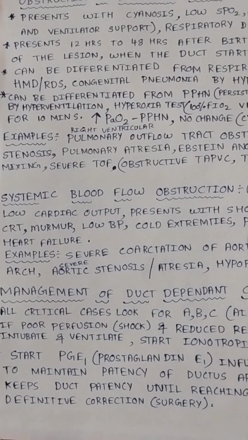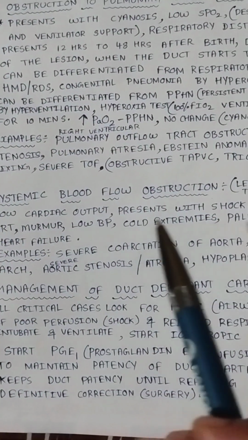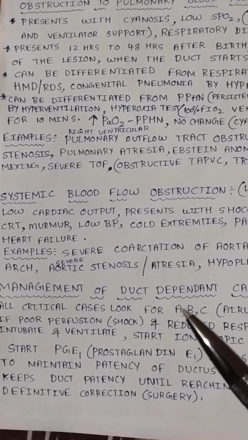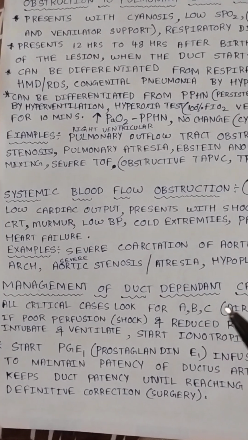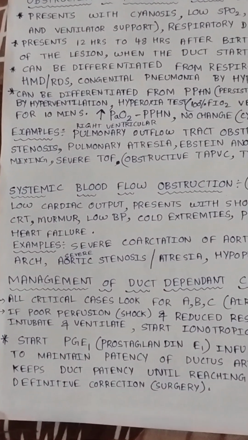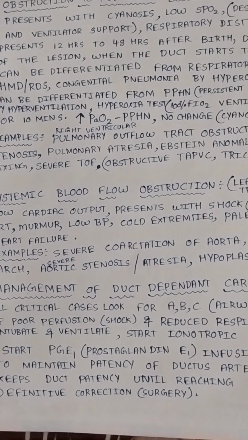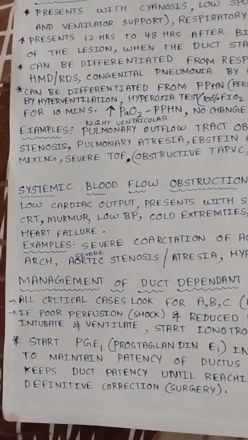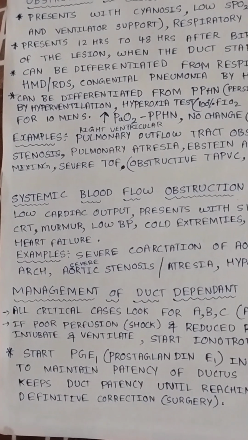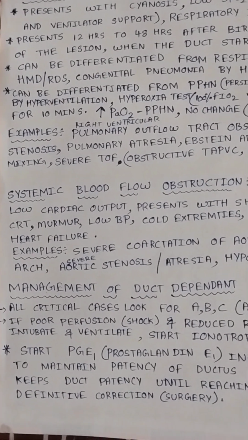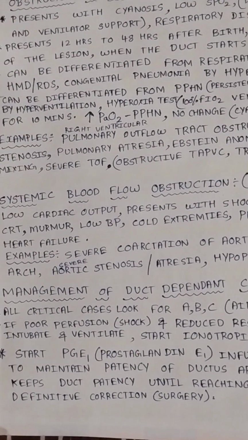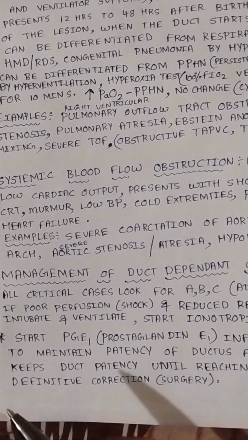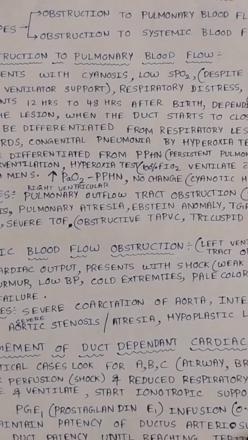Systemic blood flow tract obstruction will present with shock. I already told you the signs and symptoms of shock. The main treatment for any critical case is to look for airway, breathing, circulation. For airway, intubate and ventilate, start 100% oxygen, start inotropic support, or give boluses. In cardiogenic cases, don't give more bolus, only 10 ml per kg, and start prostaglandin E1 infusion. This is temporary treatment to maintain the patency of the ductus arteriosus until they reach the tertiary care center for definitive surgery.